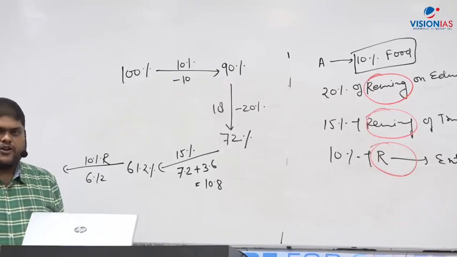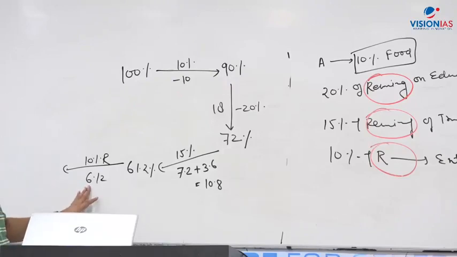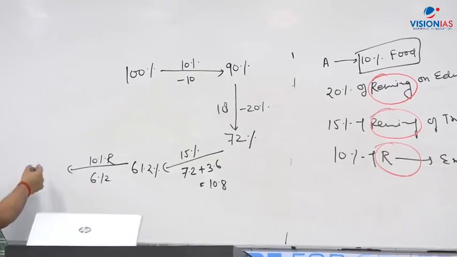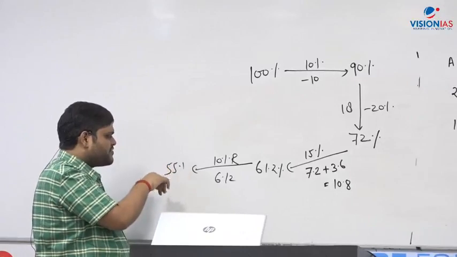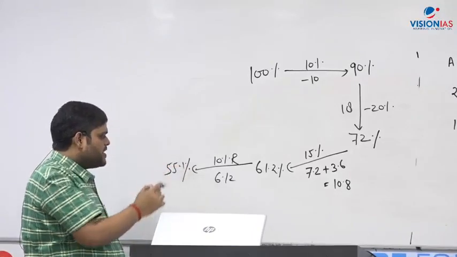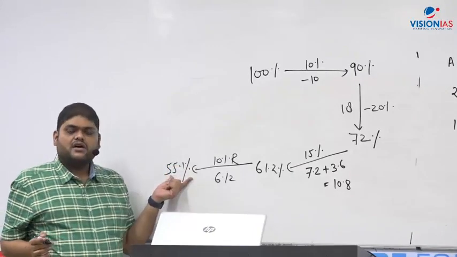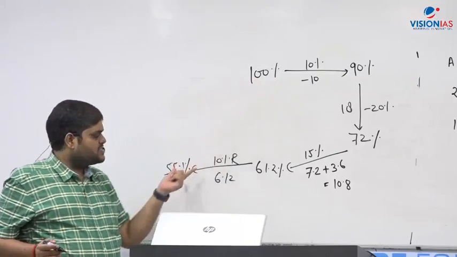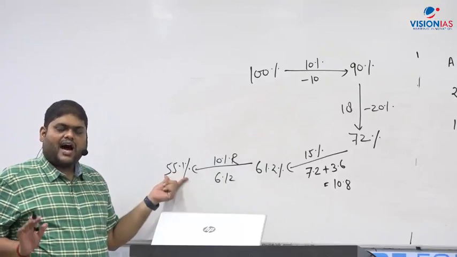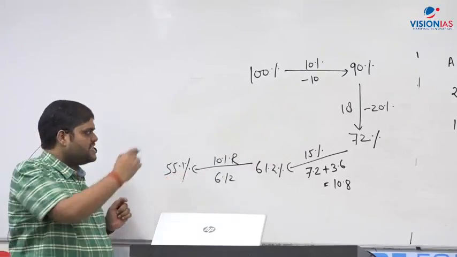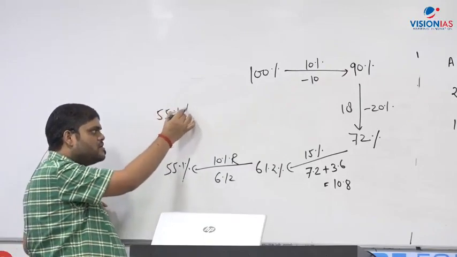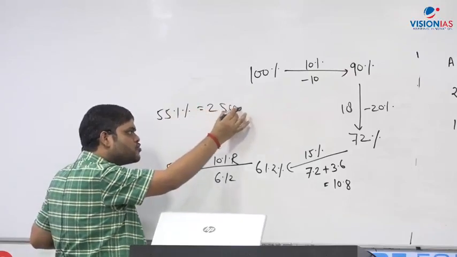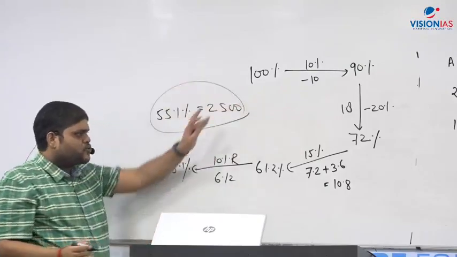Are you getting my point or not? And when I subtract, I think this will come as around 55 point something. That means this is left. Out of 100%, this is left. Are you getting my point or not? That means now this is equal to 2500. You can do the calculation part.